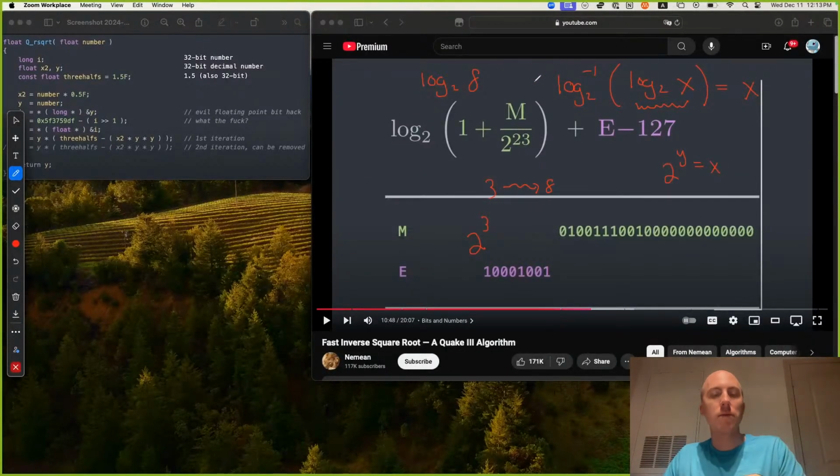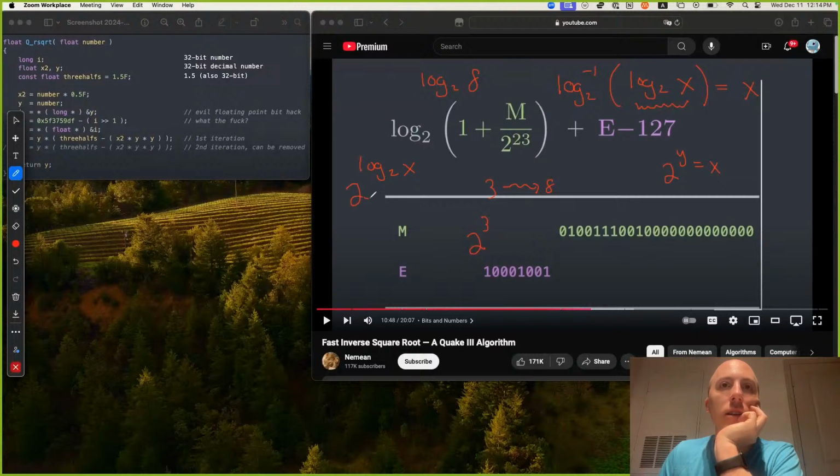So basically, if we start with x and we take log base 2 of x, then we can take 2 and raise it to that thing, and that'll give us x back. Just to double check: we start with 8, take log base 2 of 8, that's 3, and then 2 to the 3 is equal to 8.